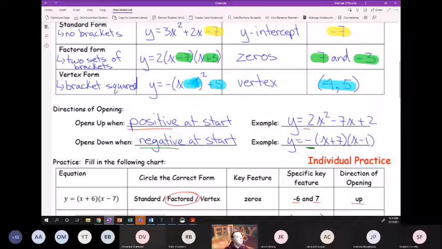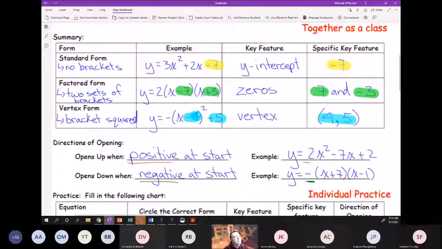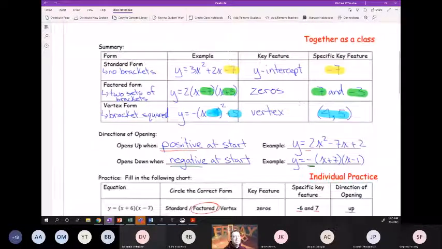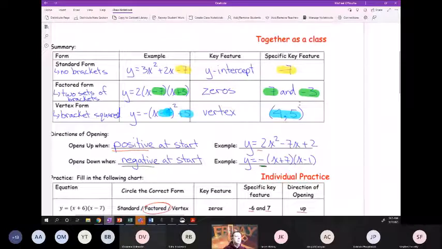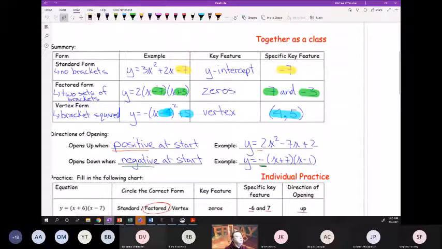So for this one, factored form is the one with 2 sets of brackets. Here's an example of an equation in factored form. The key feature it gives you is the zeros. And the specific feature out of this is 7 and -3. Make a note on the side here. Although this is not going to be true. I'm going to show you another one here. It's not 100% just switch the signs and that's it.